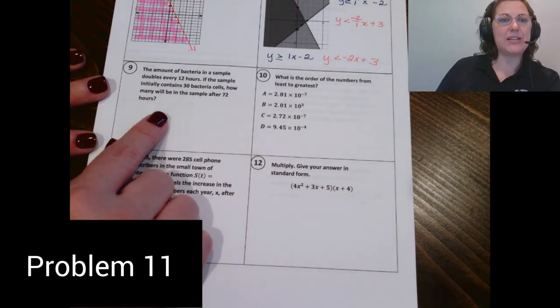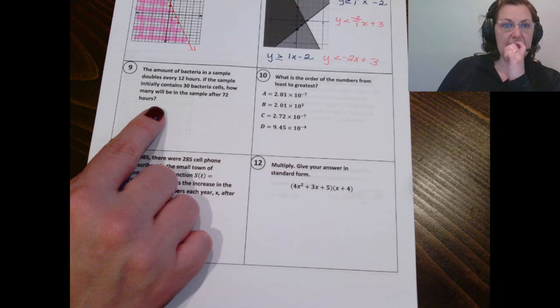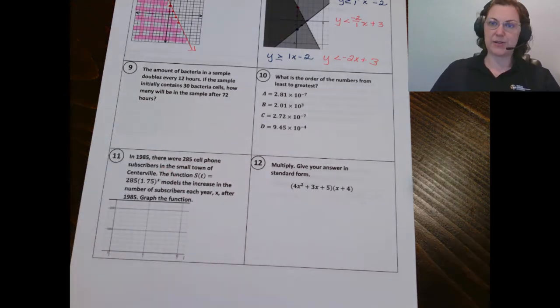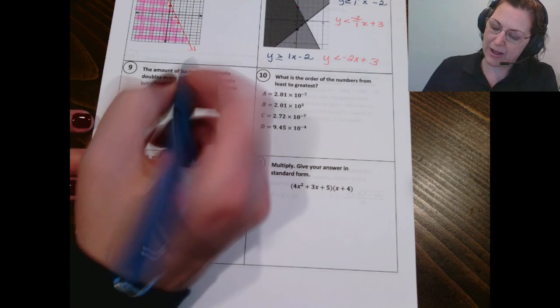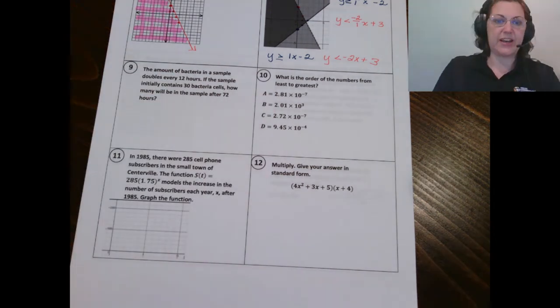The amount of bacteria in a sample doubles every 12 hours. If the sample initially contains 30 bacteria cells, how many are in the sample after 72 hours?